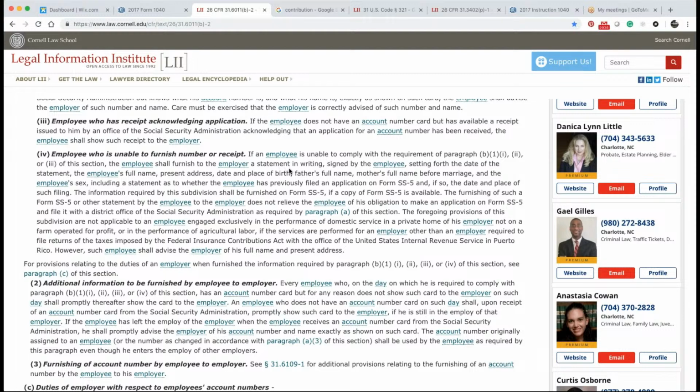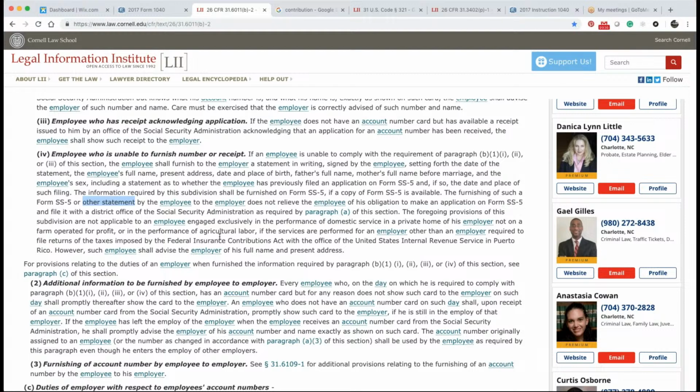the employee shall furnish to the employer a statement in writing signed by the employee, setting forth the date of the statement, the employee's full name, present address, date and place of birth, father's full name, mother's full name before marriage, and employee's sex, including a statement as to whether the employee has previously filed an application on Form SS5 and, if so, the date and place of such filing. The information required by this subdivision shall be furnished on Form SS5 if a copy of Form SS5 is available. The furnishing of such a Form SS5 or other statement, keep in mind they keep saying other statement, by the employee to the employer does not relieve the employee of his obligation to make an application on Form SS5 and file it with a district office of the Social Security Administration as required by paragraph A of this section.